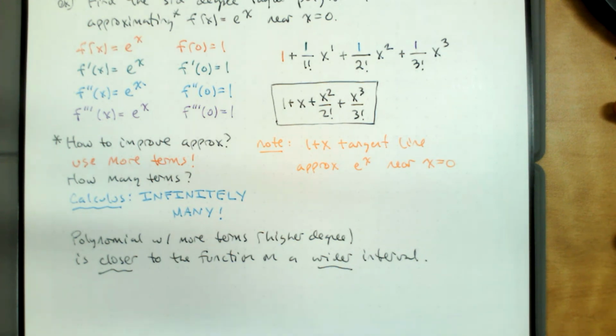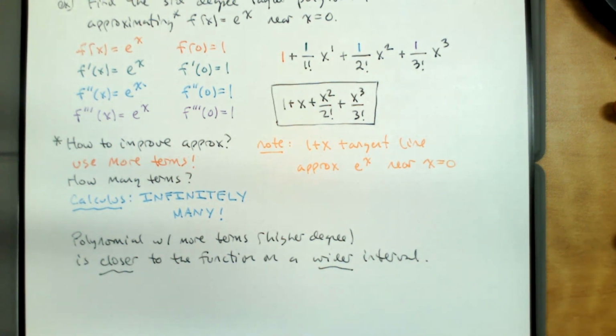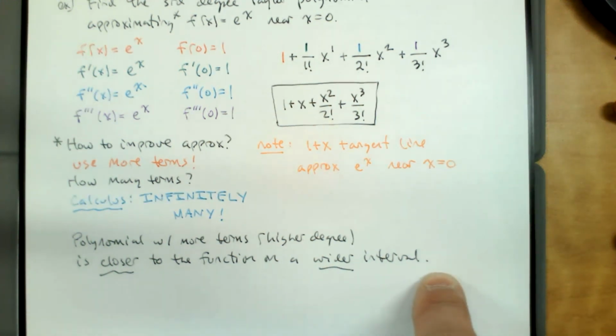Once we include an infinite number of terms, then we're looking at a power series. The power series should be closer than any polynomial to the value of the function on a wider interval. But since we're dealing with a power series, and since we're dealing with an interval, you could probably guess what's coming. The interval of convergence for that power series is going to be the interval where this approximation is useful.